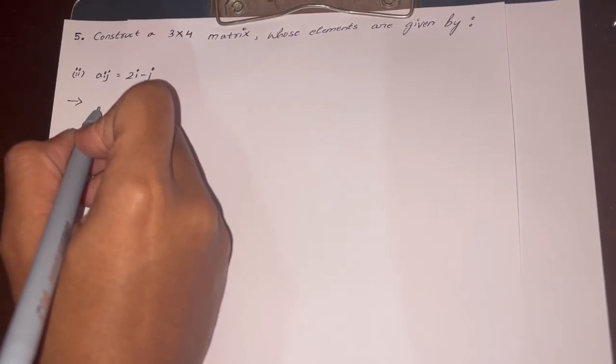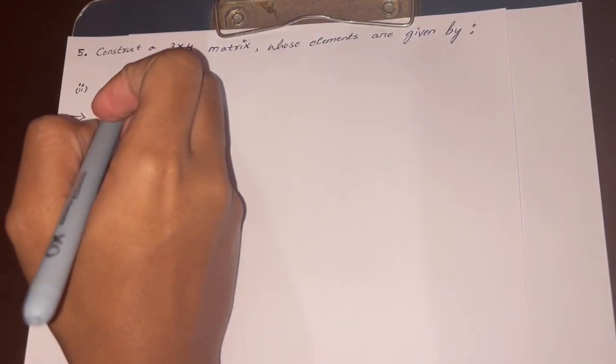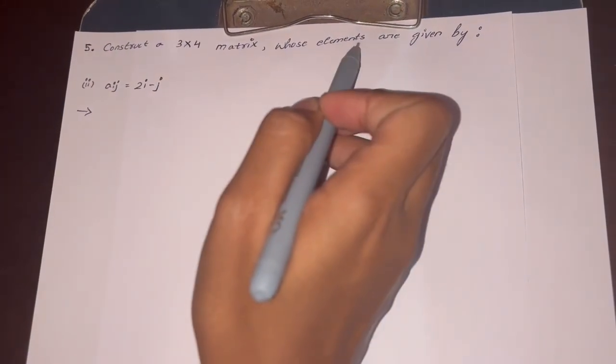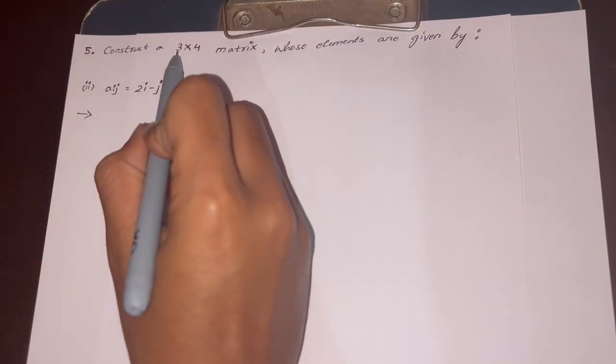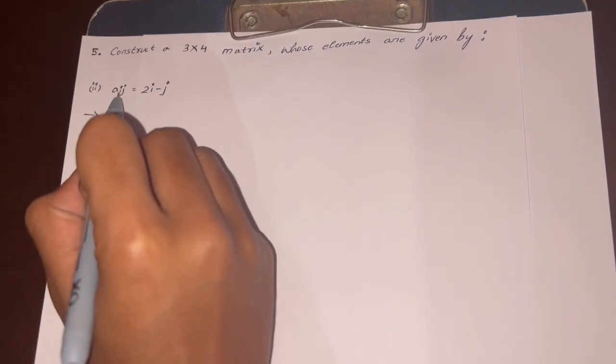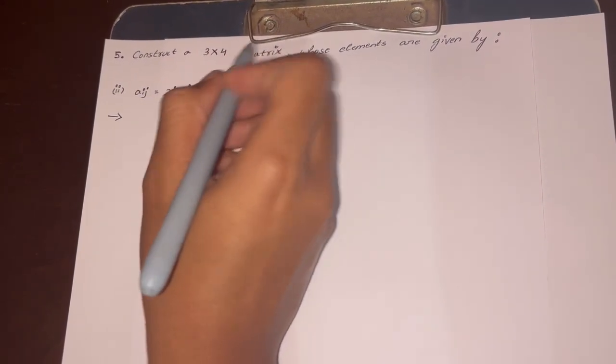So today in this video we will be solving the fifth question of our exercise, which is 3.1 of the matrix chapter. Let's read the question. Construct a 3 into 4 matrix whose elements are given by. So basically we have to construct a 3 into 4 matrix and find all the elements with the help of Aij. So first let's construct a 3 into 4 matrix.